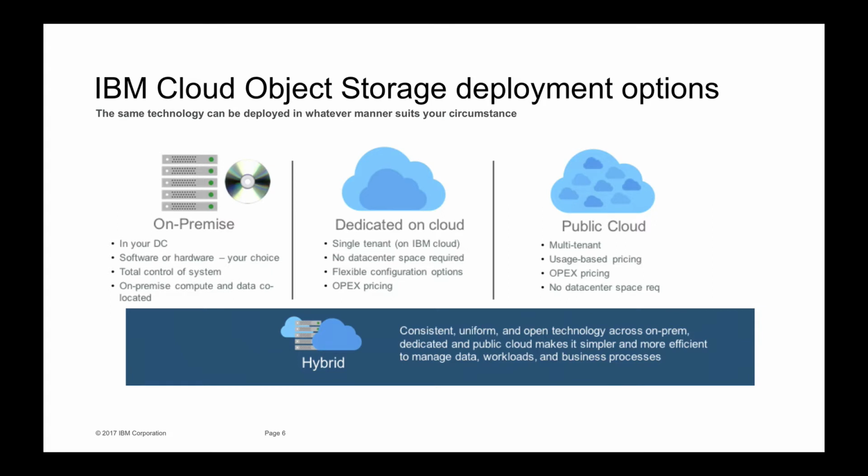IBM Cloud Object Storage can be deployed in whatever way or wherever you want to. So we do sell this as an on-premise offering if you want full control of the system and you want to be able to customize it and run it in whatever way you choose. You can deploy it as a dedicated offering within the IBM Bluemix Cloud, or you can consume it as a public cloud offering. This is probably the most common use case for cloud object storage, but it's good to know that we do have that capability to deploy it in whichever way suits your business.